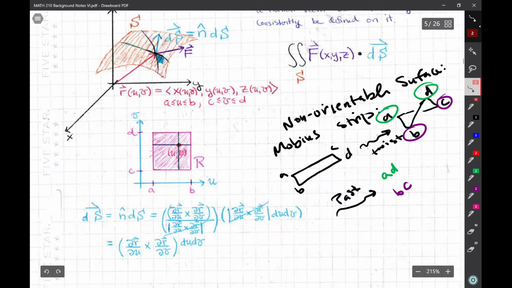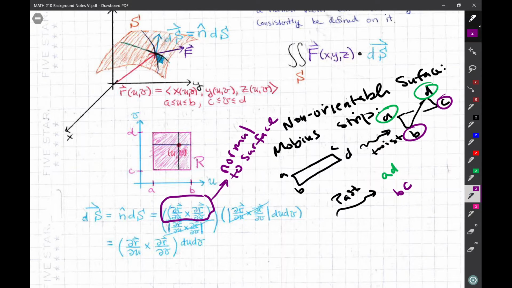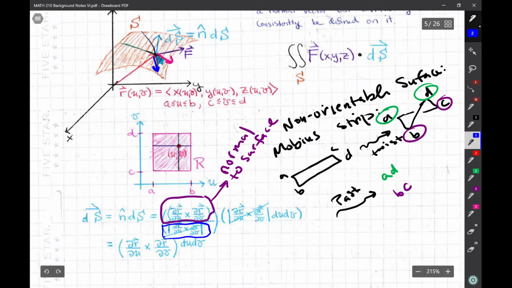Now how do we get n hat? Well, partial r partial u cross partial r partial v, that's normal to the surface, okay? So you're taking two tangent vectors and crossing them together. You'll recall that these tangent vectors are running along the surface. Cross them together, and you end up getting a vector that's normal. Now that vector might not be a unit normal, okay? So we divide by the magnitude of it to normalize, to make this normal vector magnitude 1.